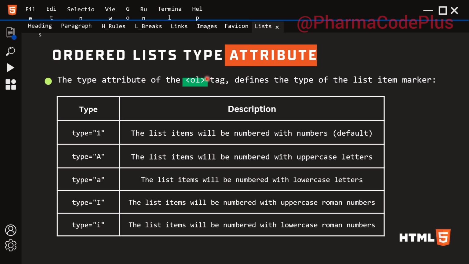For the ordered list type, your ordered list can either be numbers 1, 2, 3, 4, or it could be alphabets in uppercase, or alphabets in lowercase, or Roman numbers in uppercase or Roman numbers in lowercase. We'll practice this as we move on.